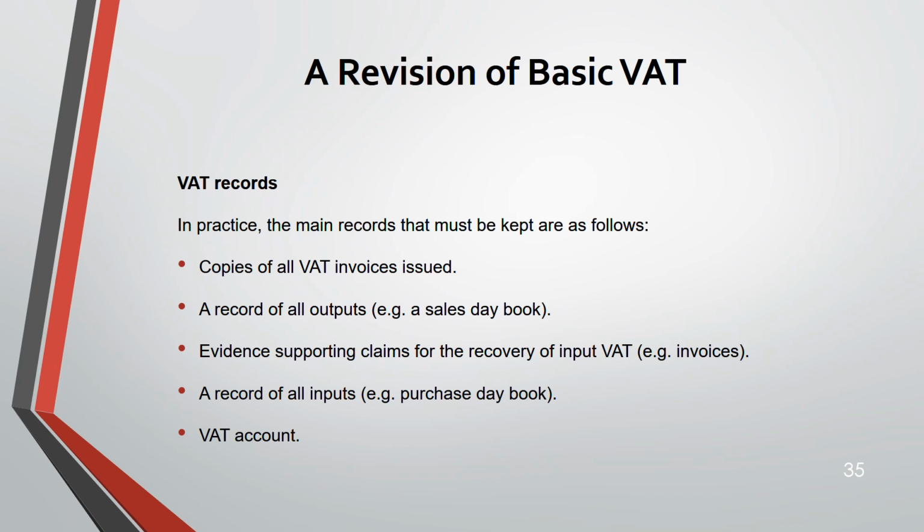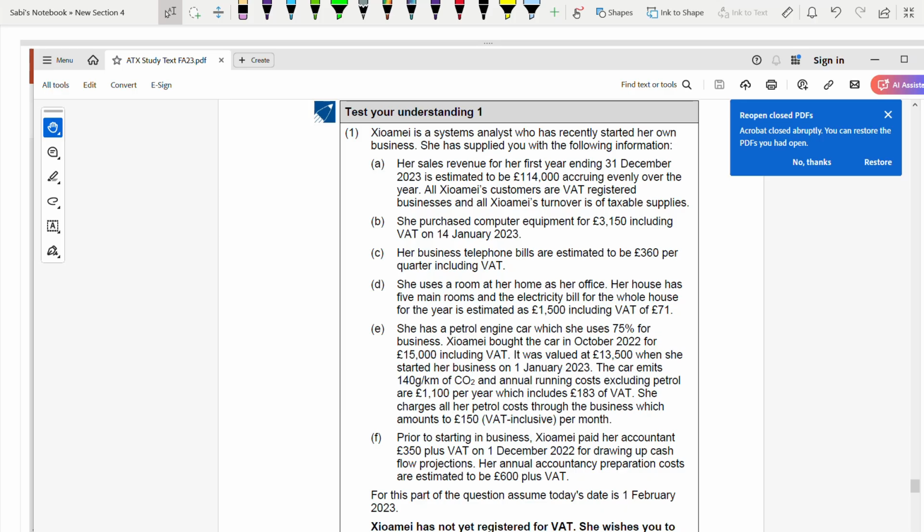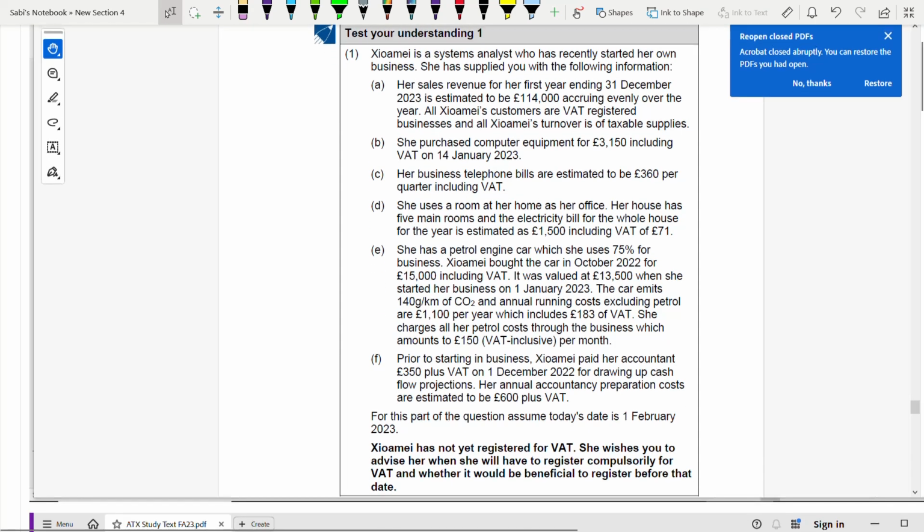Now let us do a question. Test your understanding 1. So in test your understanding 1, you have 6 supplies and how you account for it is the question. Okay. So assuming today is 1st Feb 2023, Xiaomi has not yet registered for VAT. She wishes you to advise her when she will have to register compulsorily for VAT and whether it would be beneficial to register before that date.